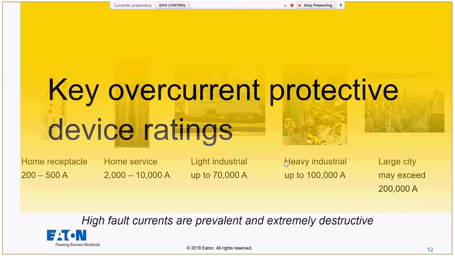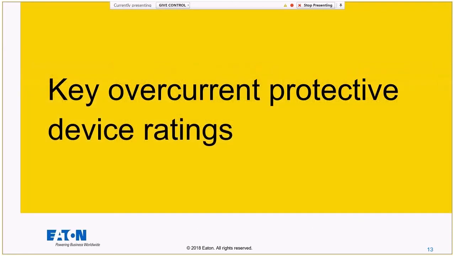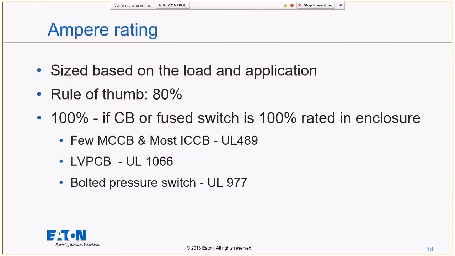So with that, we're going to talk about some of the ratings that overcurrent protective devices have, what they mean, and how we use each of them. First and foremost, the amp rating of a device. We size that overcurrent protective device based on the load and application. The rule of thumb for any overcurrent protective device is that it is typically 80% rated.